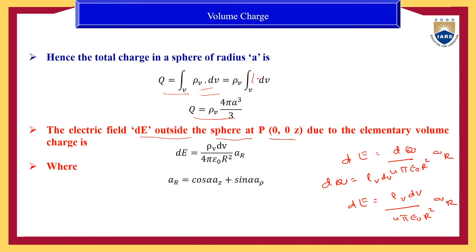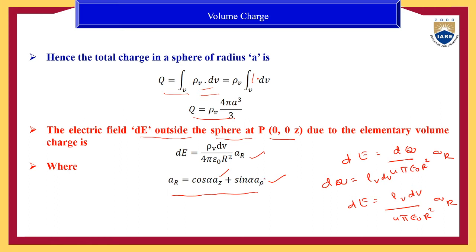So here we can write the unit vector AR as AR is equal to cos alpha into AZ plus sin alpha into a rho. Here a rho is the unit vector along the rho direction, AZ is a unit vector along the z direction, and AR is a unit vector along the r direction.